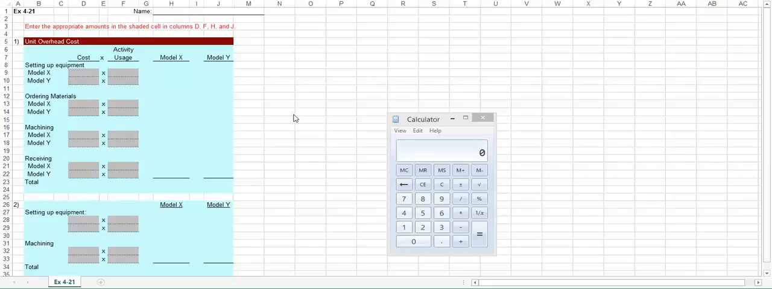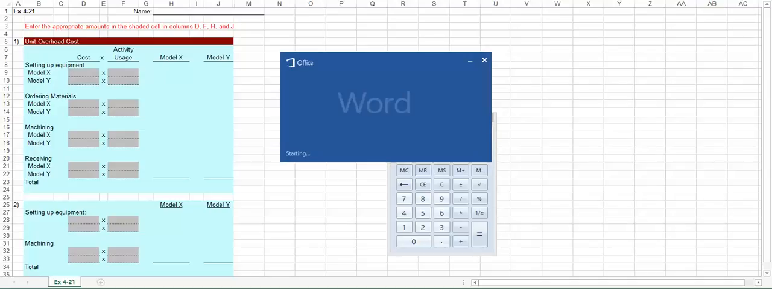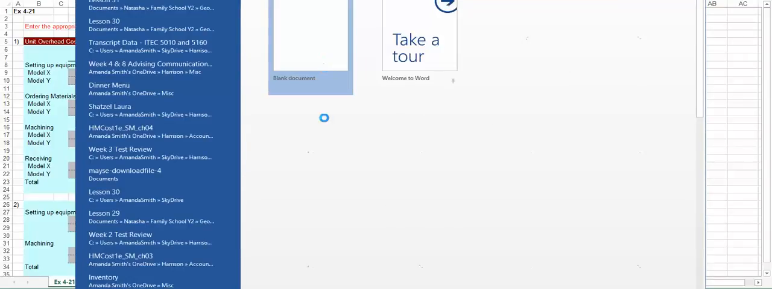Hi, this is going to be a video on exercise 4-21. Before you can even start filling in the information, you're going to have to do some calculations. So you're going to need to write the information down. And because of how this spreadsheet is password protected by the publisher, I'm going to open up a Word document so I can keep track of the information.